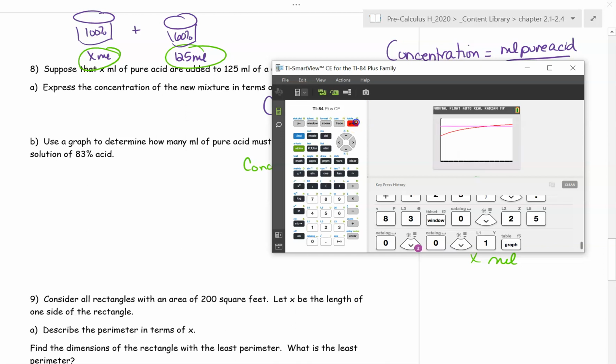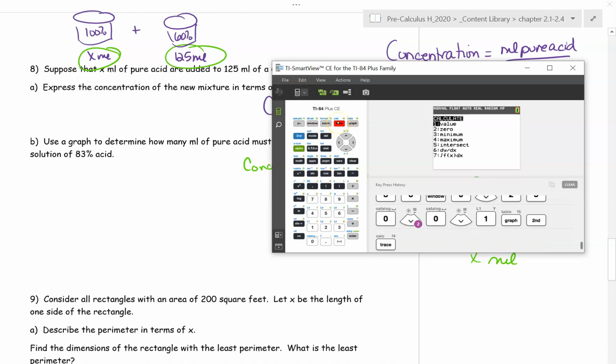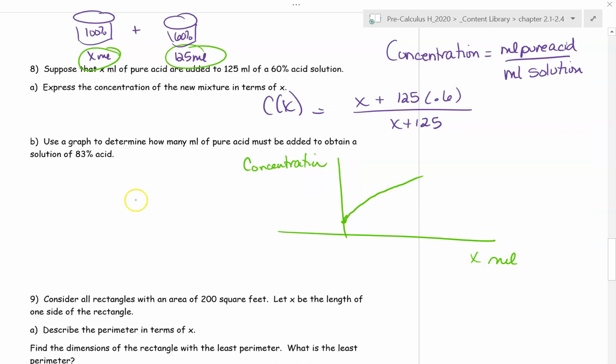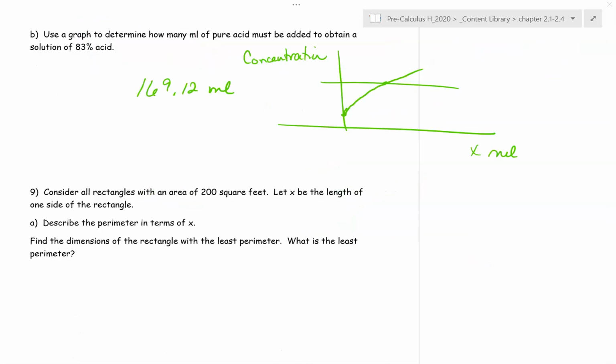If we look at the graph now, there you go. It's increasing just like we thought, the more pure acid that you add. If we find the intersection point, that will be how many milliliters of pure acid you would have to add to get an 83% solution. So 169.12 milliliters of pure acid.